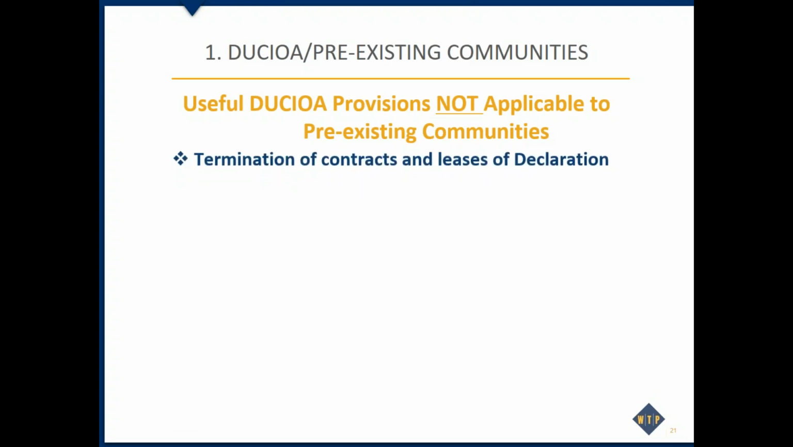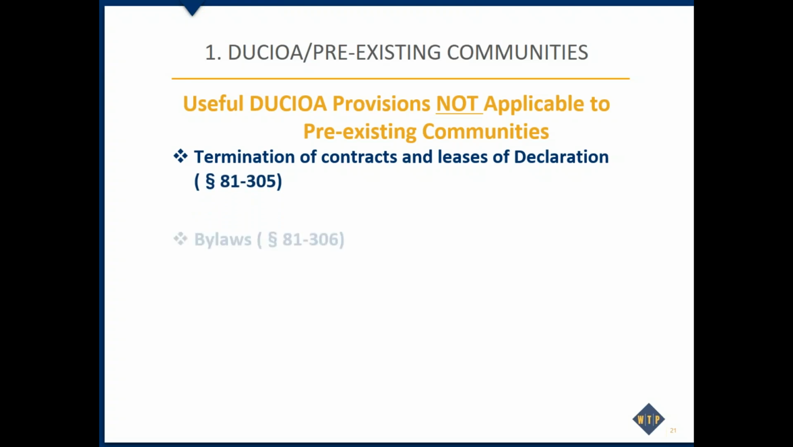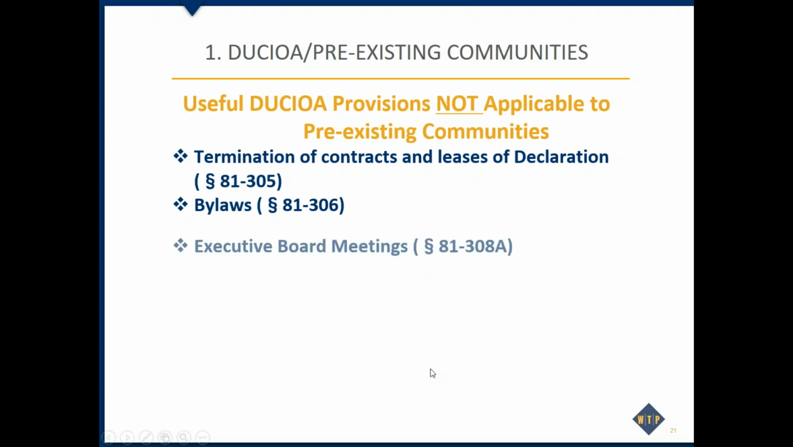Some of the ones that are pretty interesting is Section 305, which allows an association to terminate contracts after the transition from developer control. That's pretty useful. You don't want your developer putting a 10-year contract over the association and making them bound by it. Bylaws, Section 306. That's a section of the DUCIOA that actually has a list of a number of things that should be in your bylaws, but it's not applicable to pre-existing communities.